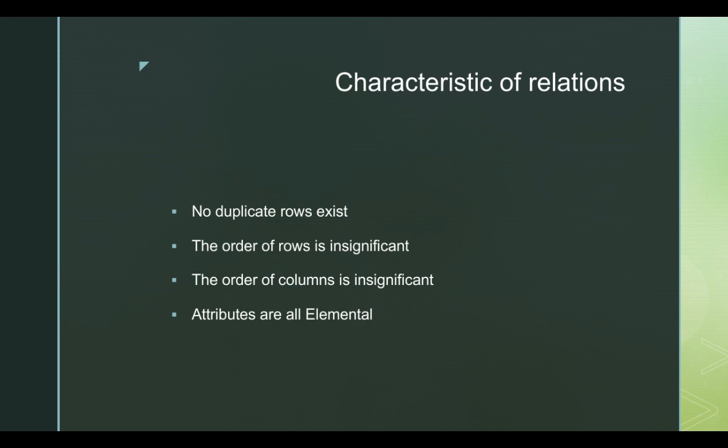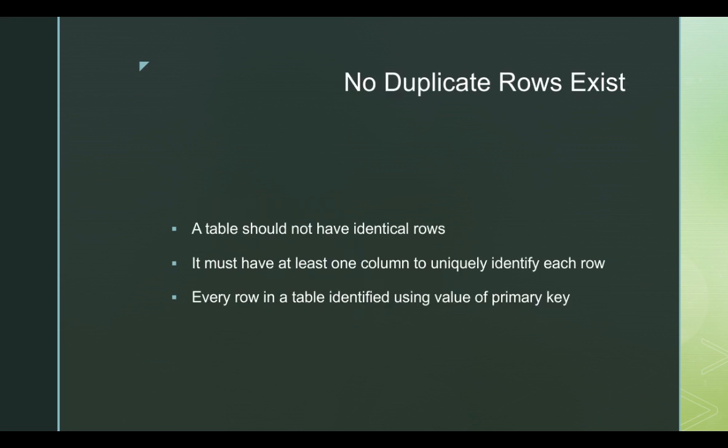Number 1, there should be no duplicate rows. Is it clear? Number 2, the order of the rows is insignificant. Number 3, the order of the columns is insignificant. And number 4, columns or attributes are all elemental or atomic. Now I will explain these 4 properties of the relations one by one.